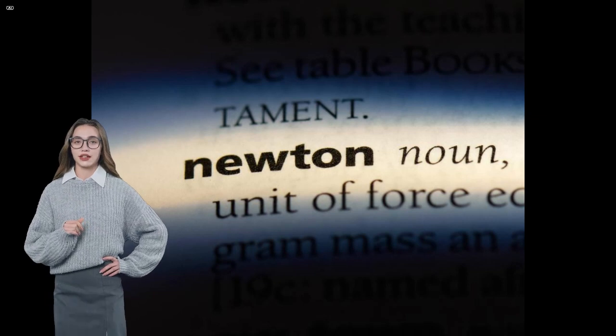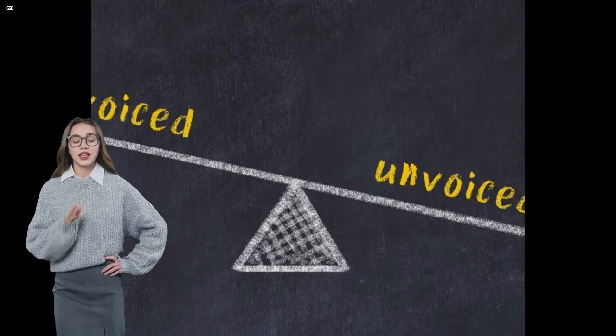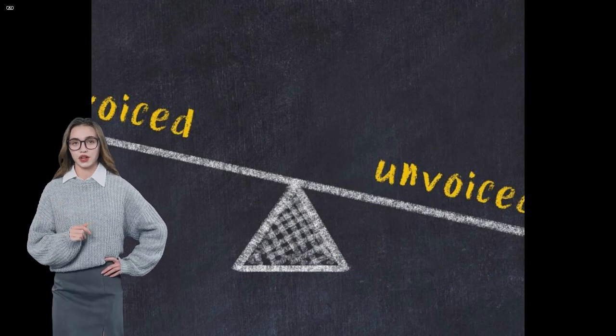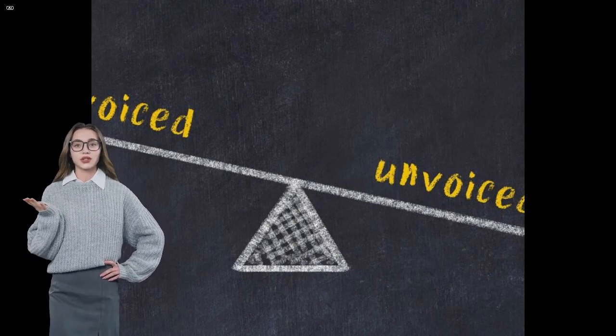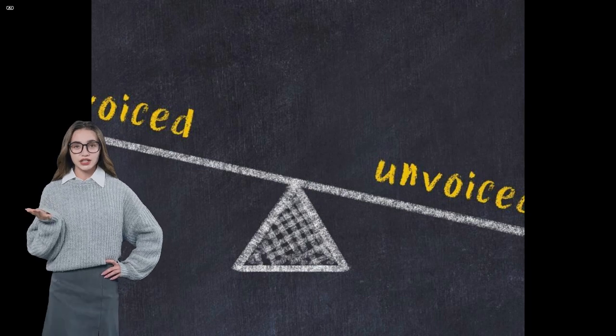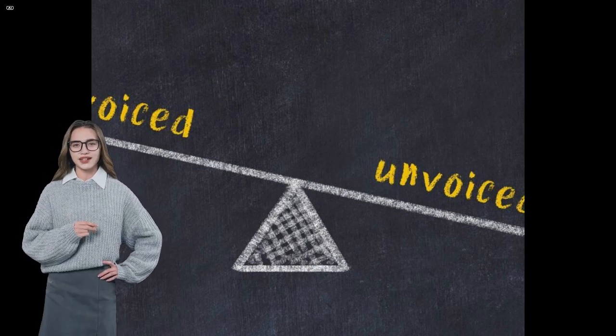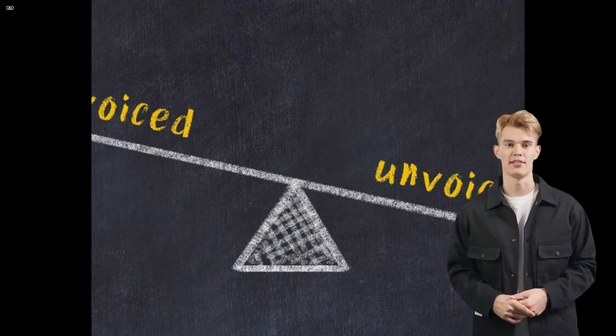Newton's third law states that for every action, there is an equal and opposite reaction. In the case of a rocket launch, the rocket exerts a downward force on the exhaust gases, and the gases exert an equal and opposite force on the rocket, pushing it upward. Great job, Anna. You've covered all 3 laws nicely.